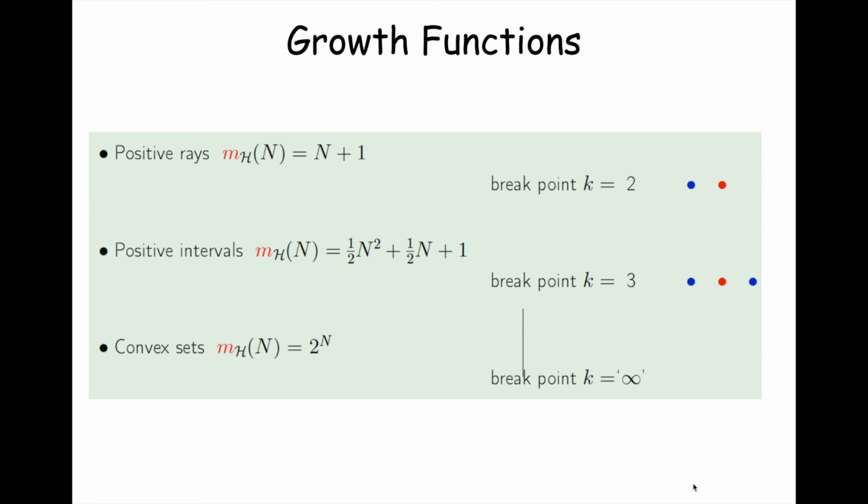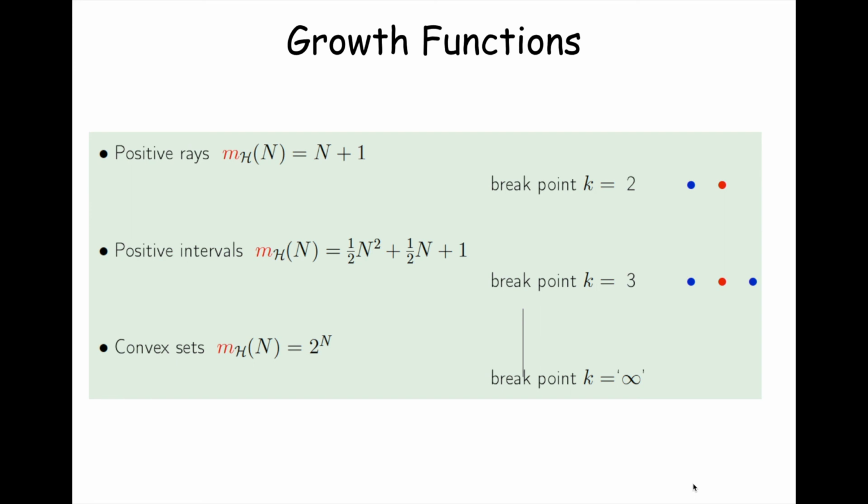Okay. So with a breakpoint of 3, what happens? If we look at the expression for the growth function, remember, the growth function describes the maximum number of dichotomies. If you plug in k equals 1 into the growth function for positive intervals, that's 1 squared over 2, plus 1/2, plus 1, which is 2. All 2 dichotomies. If you plug in k equals 2, that's 1/2 of 4, which is 2, plus 1/2 of 2 is 1, so 2 plus 1 is 3, plus 1 is 4. It can produce all 4 dichotomies.